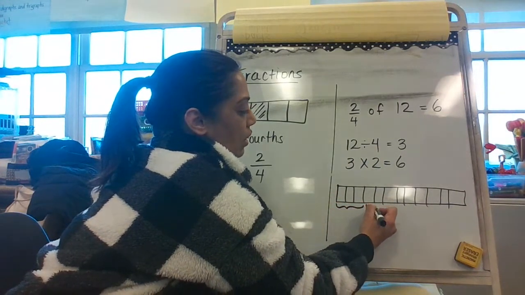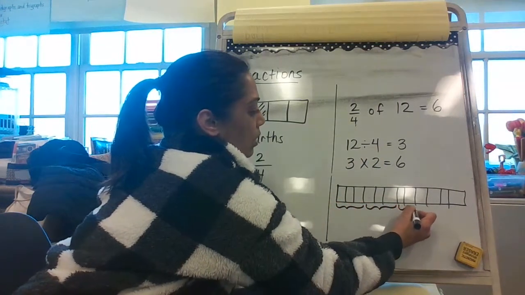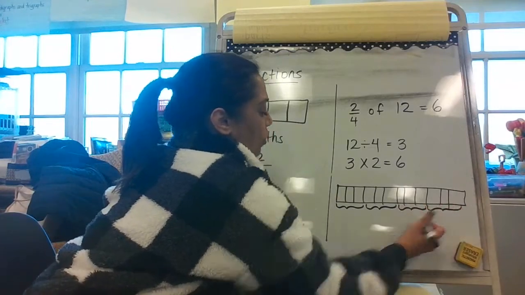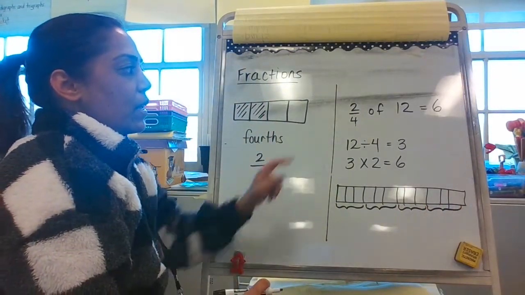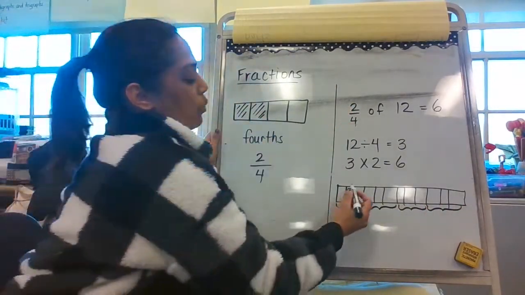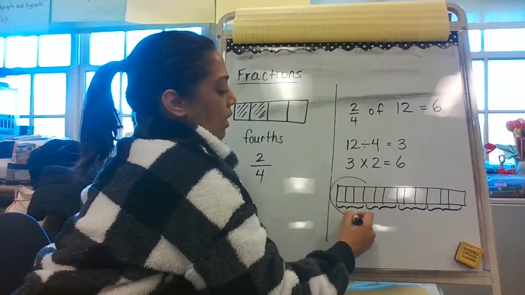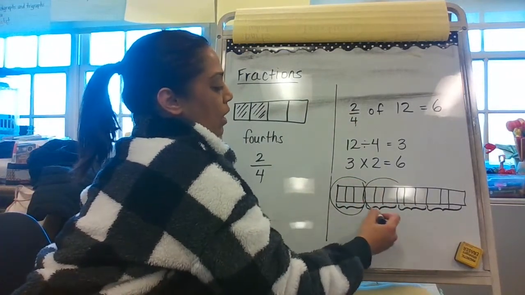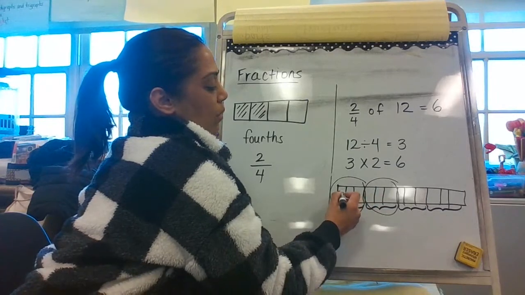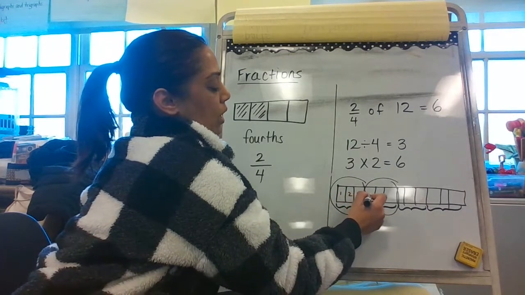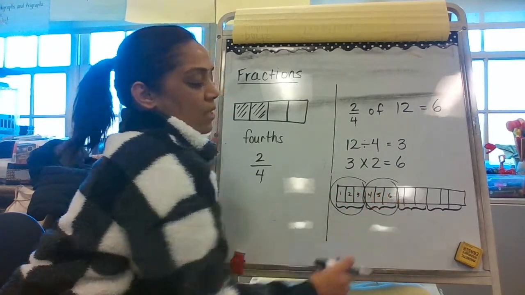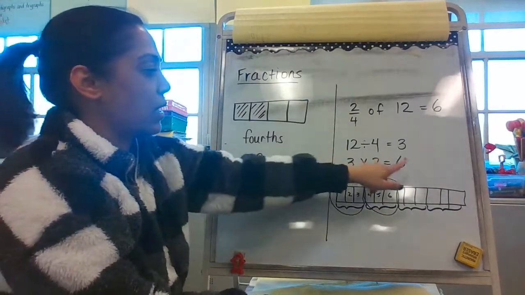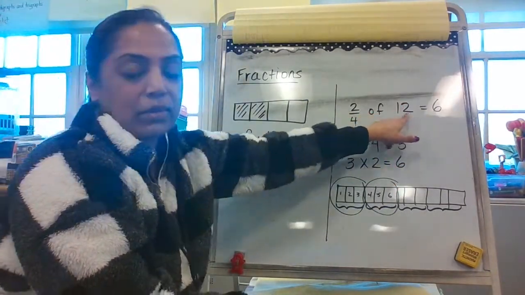1, 2, 3, and 4, right? So if it's 2/4, I'm really just looking at 1/4 and 2/4. And if I count them, I have 1, 2, 3, 4, 5, 6. That is how I get 6 to be 2/4 of 12.